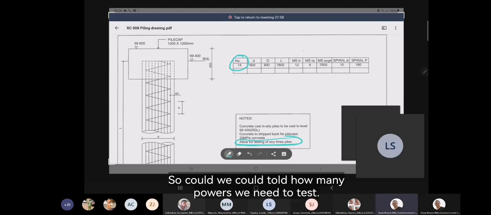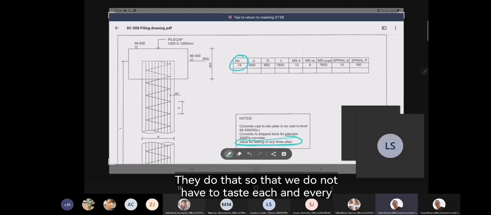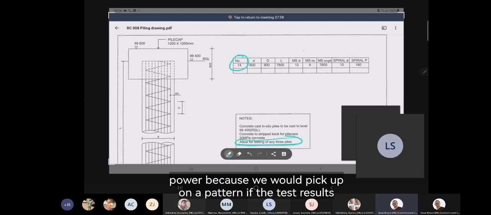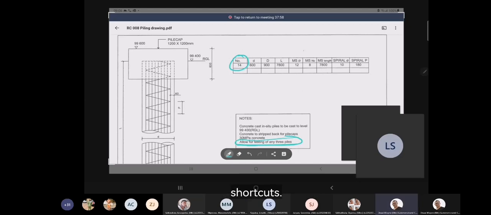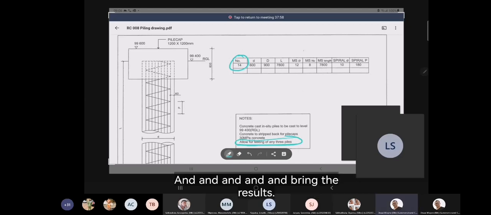So we get told how many piles we need to test. Why do they do that? They do that so that we do not have to test each and every pile, because we would pick up on a pattern. If the test results of those that have been selected are all within the same range, a margin, then the engineer would know that this contractor did not take shortcuts. But if we find that the discrepancies are huge, they would then investigate and request the contractor to test more of these piles and bring the results.